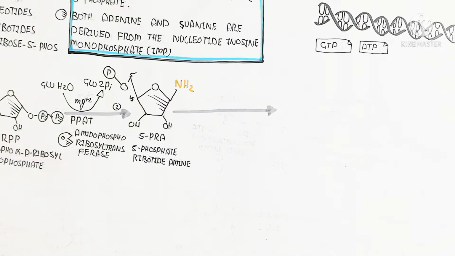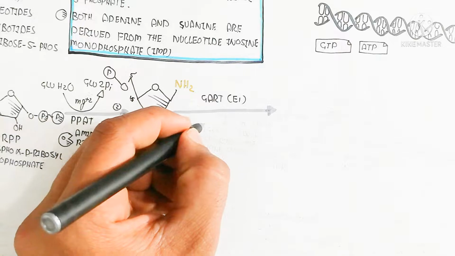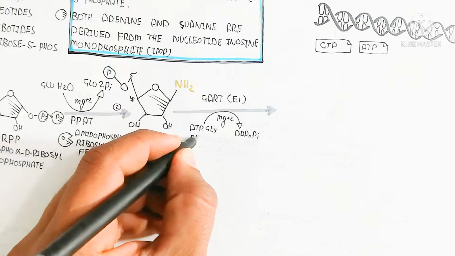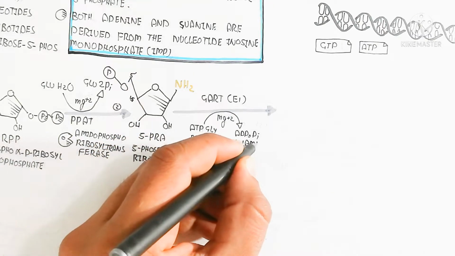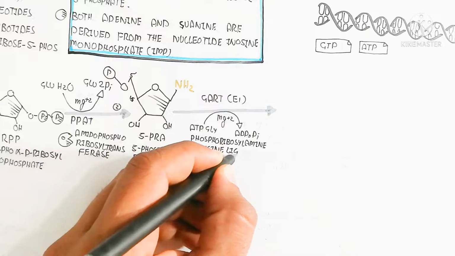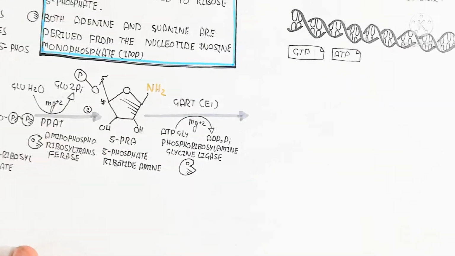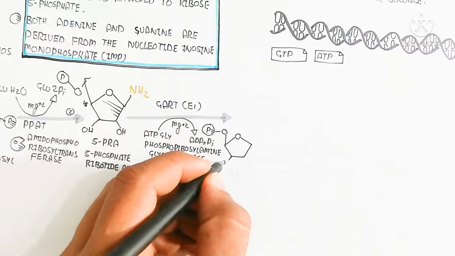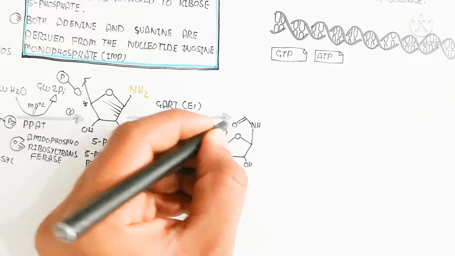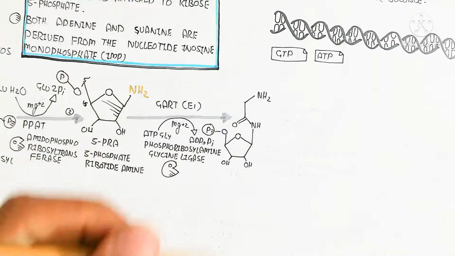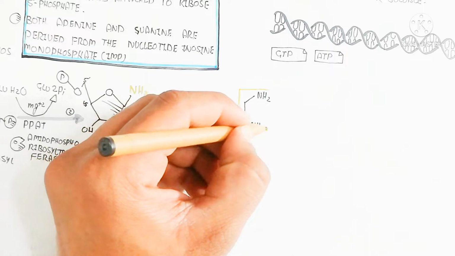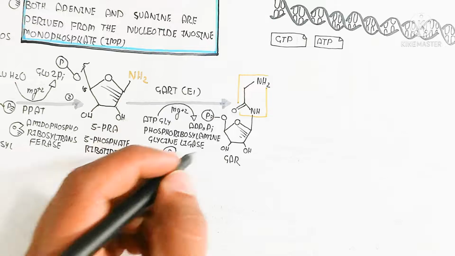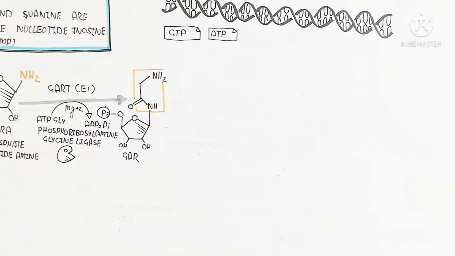So let's draw the other picture. This is the phosphoribosylamine-glycine ligase enzyme. In this way you can see magnesium, ATP and glycine are used to produce ADP and inorganic phosphate, and the glycinamide ribonucleotide is formed. Why glycinamide ribonucleotide? Because the glycine addition leads to the production of glycinamide ribonucleotide, and you can see the GAR as well.